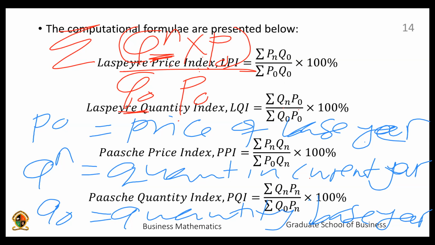So now, QN is the quantity in 2012, then P naught is the price of that same corresponding good in 2010. If we are looking at mango, for example, we look at the quantity of mango today, how much mango, then times the price. The price we use is for the other period: how much was mango in terms of price?